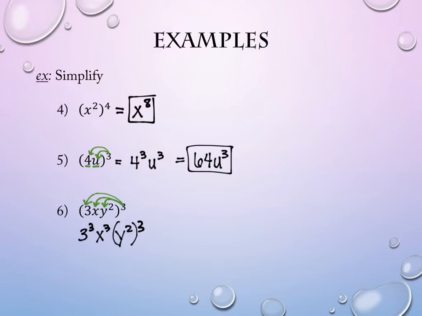So what is 3 cubed? 27. The x is already as simplified as it can get. It's x cubed. What will y have as its exponent? 6. Okay, property number 3 says we multiply the exponents. 3 times 2 is 6.